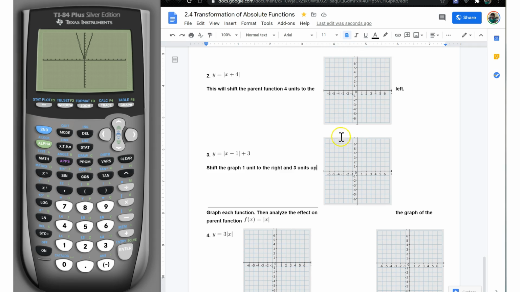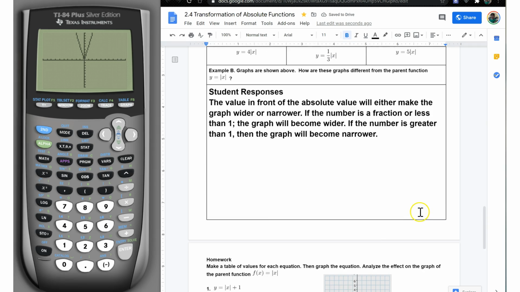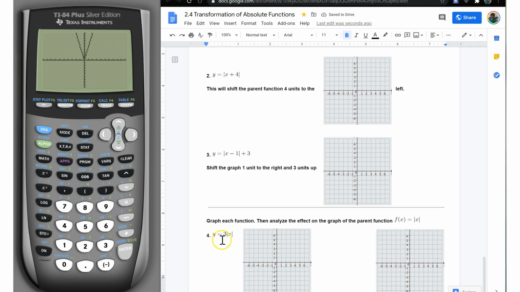So now we have the last two. We have the last two equations, and you notice that we have a 3 right there in front of the absolute value. That's going to make the graph narrower. So what I'm going to do now is I'm going to go ahead and let you graph, and then you can see my answers afterwards.